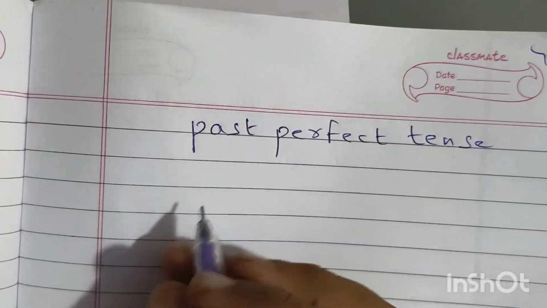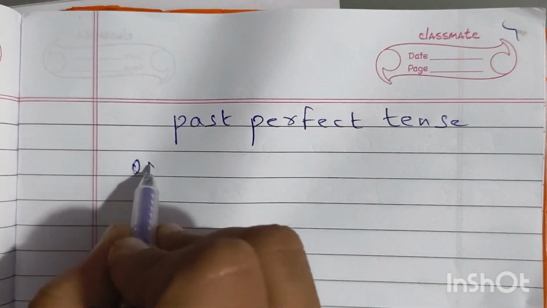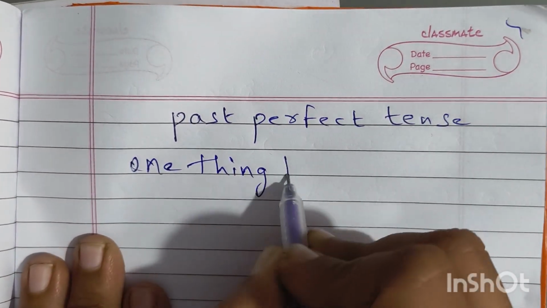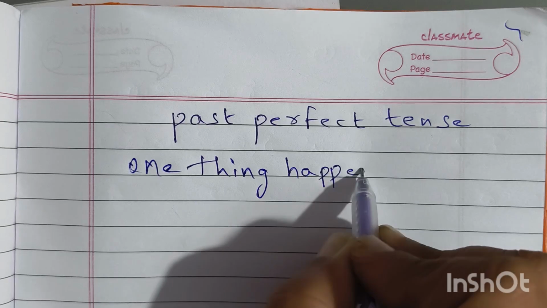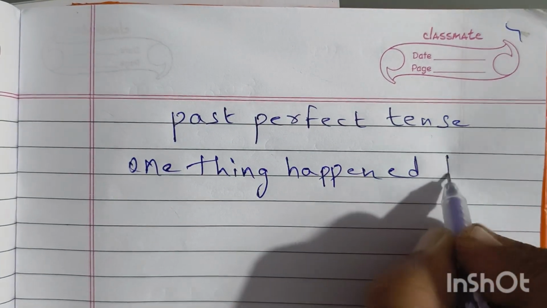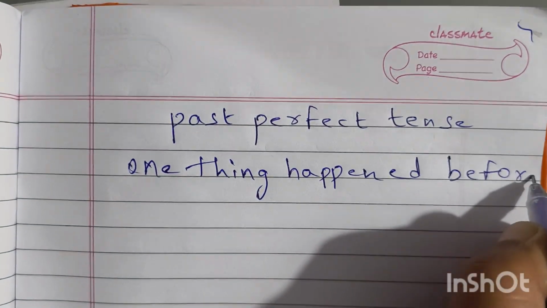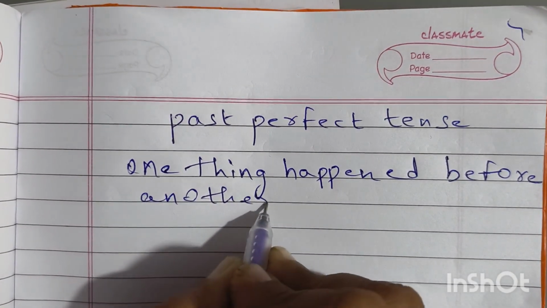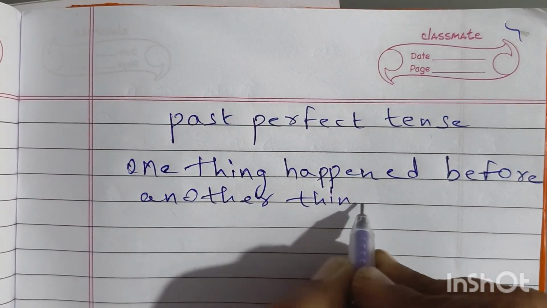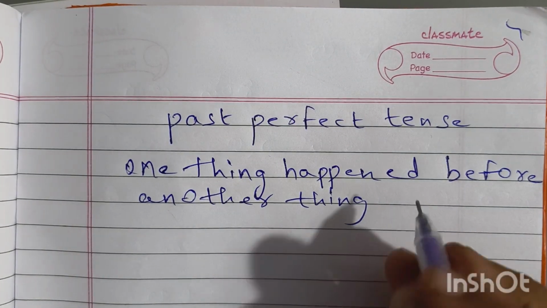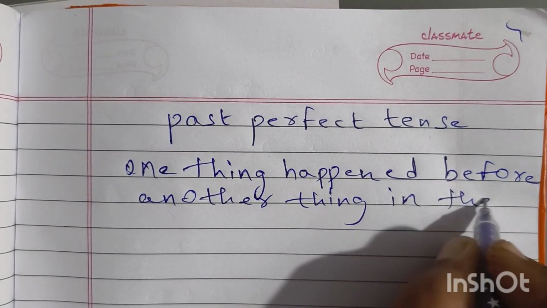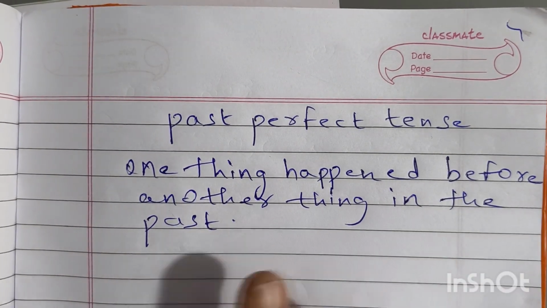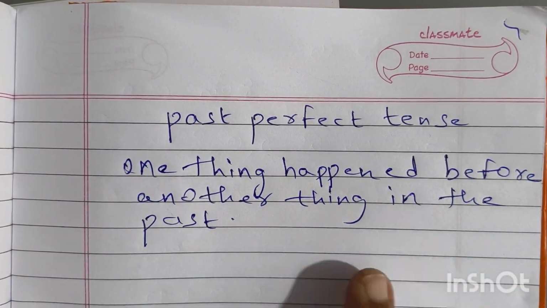Past perfect tense is used when one thing happened before another thing in the past. One thing happened before another thing happened in the past.